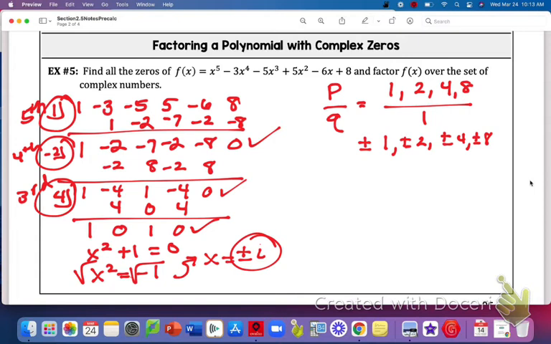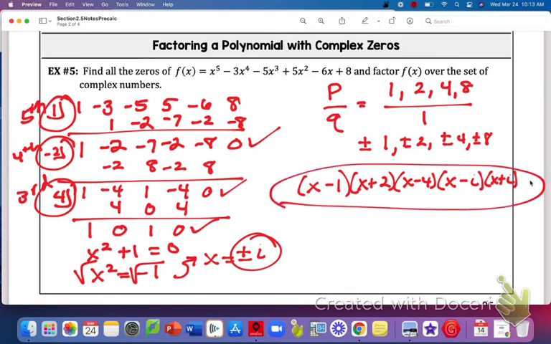All right, so our first one was a positive 1, so x minus 1. Then we went to -2, so that would go to x plus 2. Then we went to 4, so that would be x minus 4. And then we have plus or minus i, so x minus i, x plus i would be my final. Yep, and then we factor it. Done. There it is. So we found all 5 zeros, both real and non-real, and we put it in factored form.